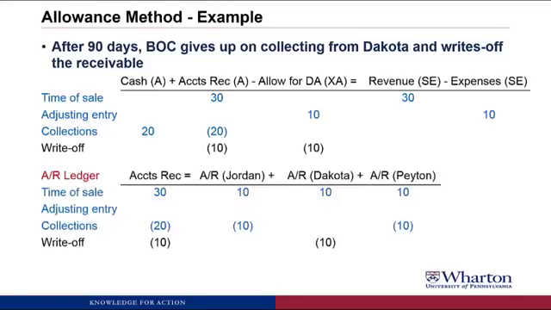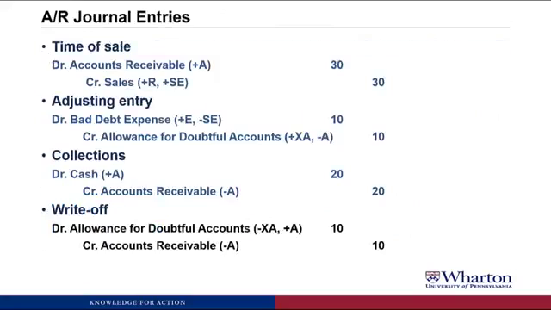If we look at the accounts receivable ledger, we see that we've zeroed out Dakota's account, not because Dakota paid us, but because we've given up on Dakota paying us. So we also reduce the accounts receivable by 10, so that all zeroes out accounts receivable when we add it up. The journal entry for the write-off is we debit the allowance for doubtful accounts to reduce the allowance. We don't need the allowance because we wrote off the account. And we credit accounts receivable for 10 to reduce accounts receivable because, again, we've written off Dakota's account.